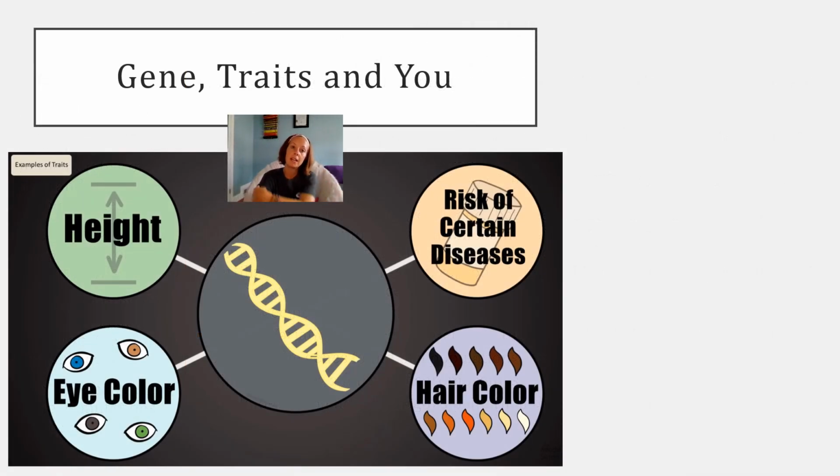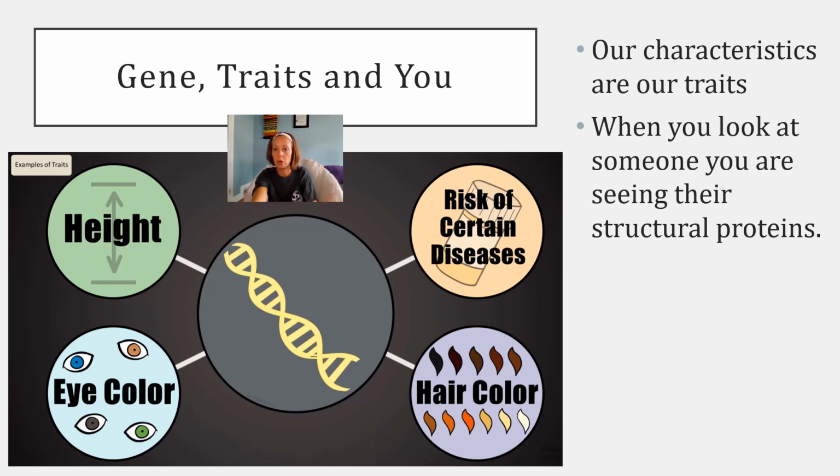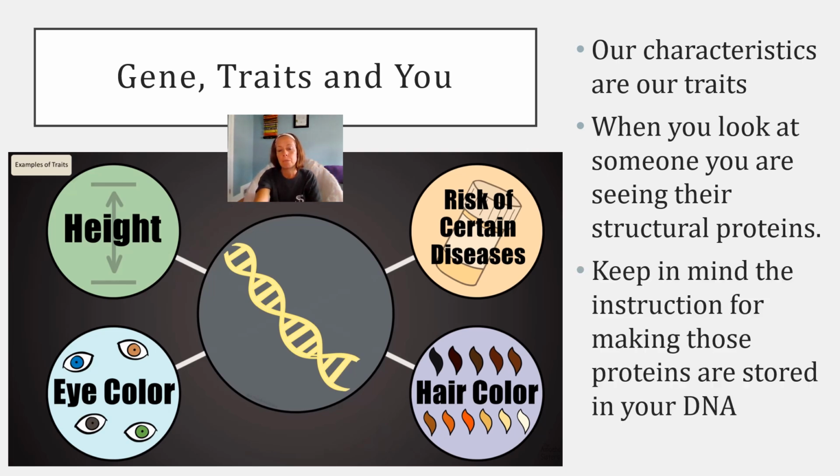Okay, so first, genes, traits, and you. So we have to remember that our characteristics are our traits. So when someone says traits, they're talking about what you look like. What they're seeing when they look at you is your structural proteins, which is a certain type of protein. We'll get into that next week when we talk about proteins. And keep in mind that the instructions for making these proteins are in your DNA.